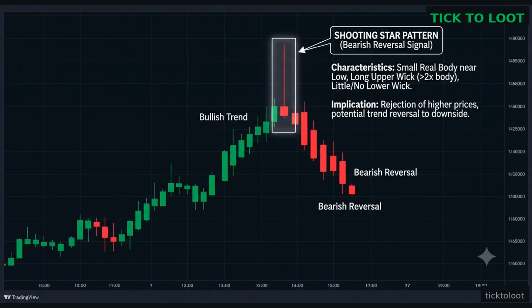Now it's time to practice identifying these patterns. Go back on your charts and look for each of these patterns. Mark them and see what the price did after. This will help you develop your skills and become more comfortable with these patterns. It's like practicing a new language. The more you practice, the more fluent you become.